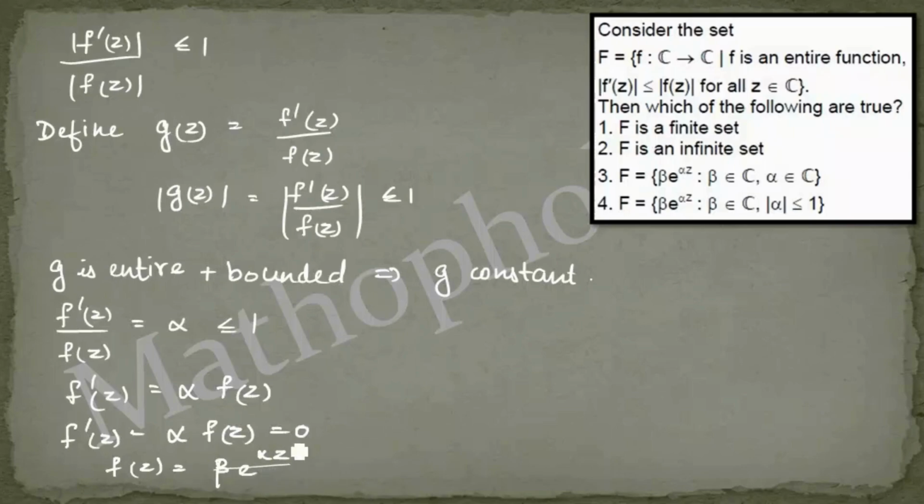So from here we can conclude that F is an infinite set, because alpha and beta can take infinitely many values. Here we can also see that the modulus of alpha should be less than or equal to 1. So option 4 will be correct, option 3 is wrong. So options 2 and 4 are correct. Next question.